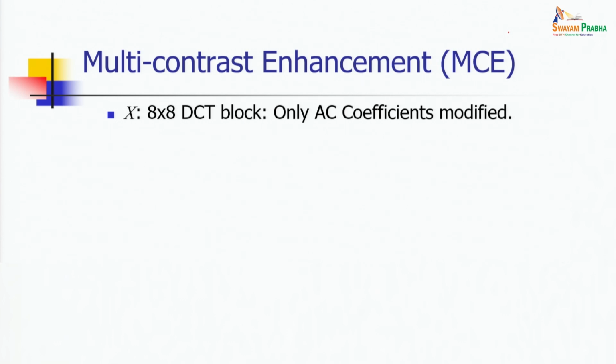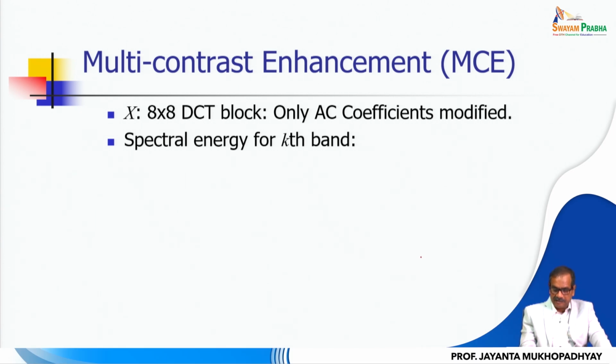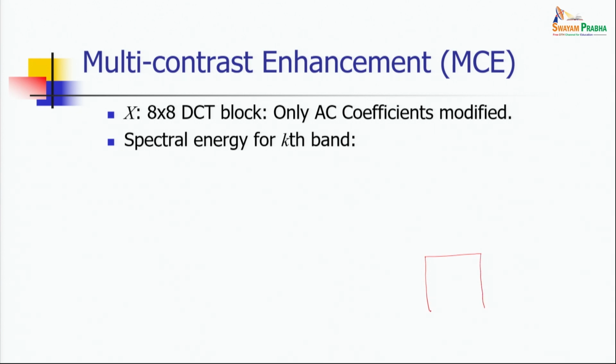There is another technique called multi-contrast enhancement, and in this case we only modify the AC coefficients. You consider the spectral energy for the kth band. When you have an n cross n DCT block, or let me discuss with respect to an 8 cross 8 block, this is the partitioning.